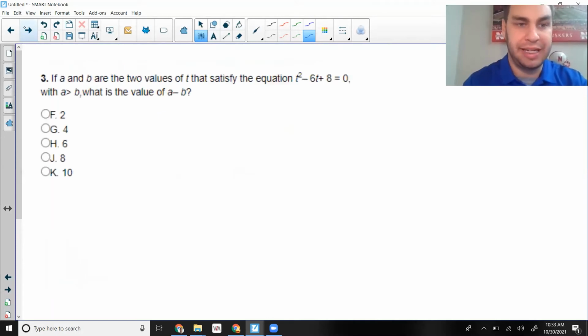All right, number 3, it says if A and B are the 2 values of T that satisfy the equation T squared minus 6T plus 8 equals 0, with A greater than B, what is the value of A minus B?